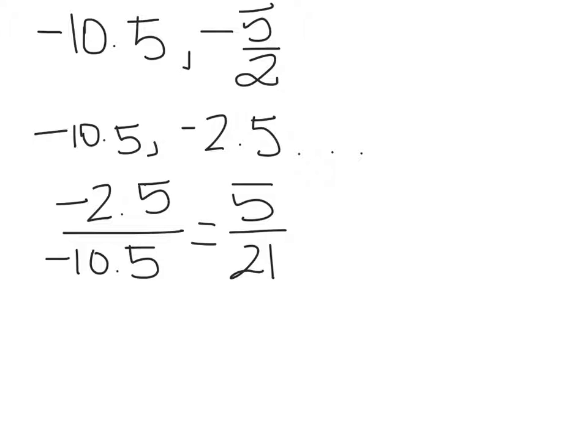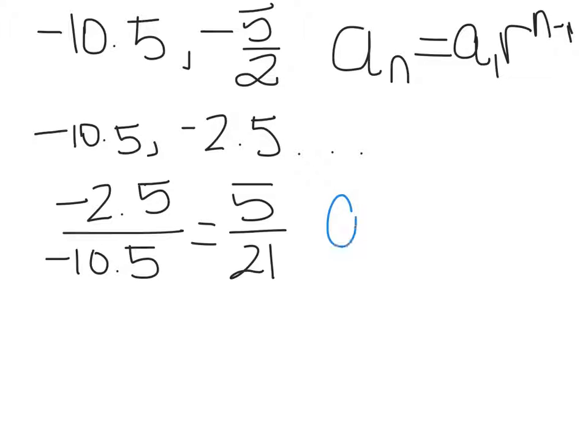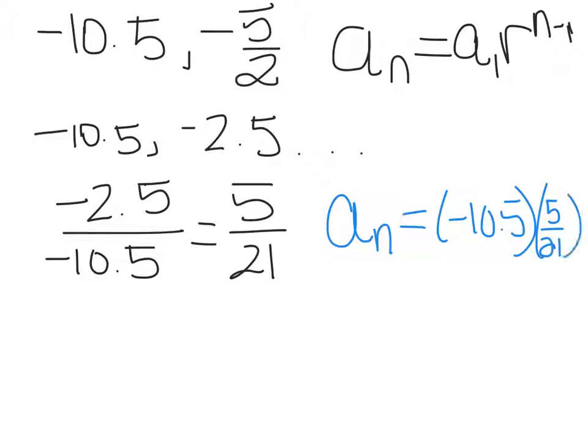So to write an equation for a geometric nth term, it's going to be a sub n equals my first term times my common ratio to the n minus 1 power. So now that we know all of this, we can do that. To find my nth term, a sub n, it's my first term, which is negative 10.5, and I'm going to multiply by my 5/21 raised to the n minus 1 power. And that's my formula.